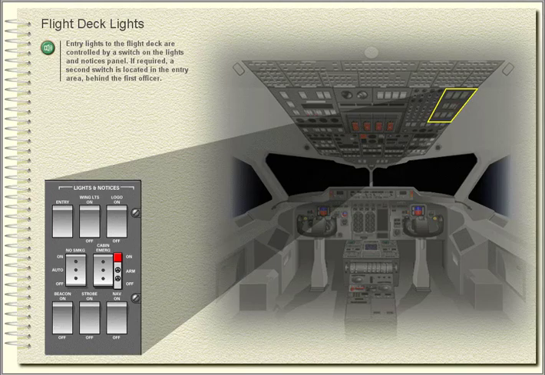Flight deck lights. Entry lights to the flight deck are controlled by a switch on the Lights and Notices panel. If required, a second switch is located in the entry area behind the first officer.